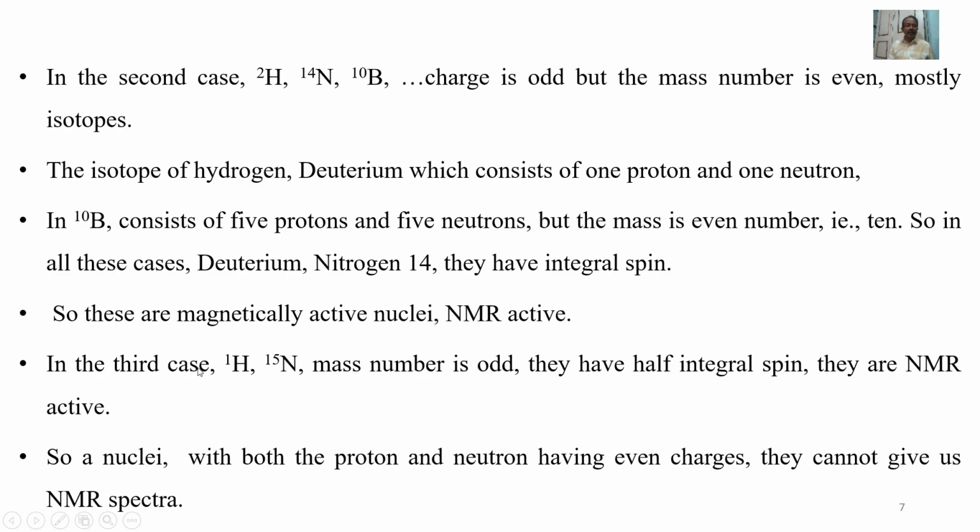In the third case, hydrogen nuclei and nitrogen 15, the mass number is odd. They have half integral spin. They are NMR active. So a nucleus with both proton and neutron numbers even cannot give us NMR spectra.